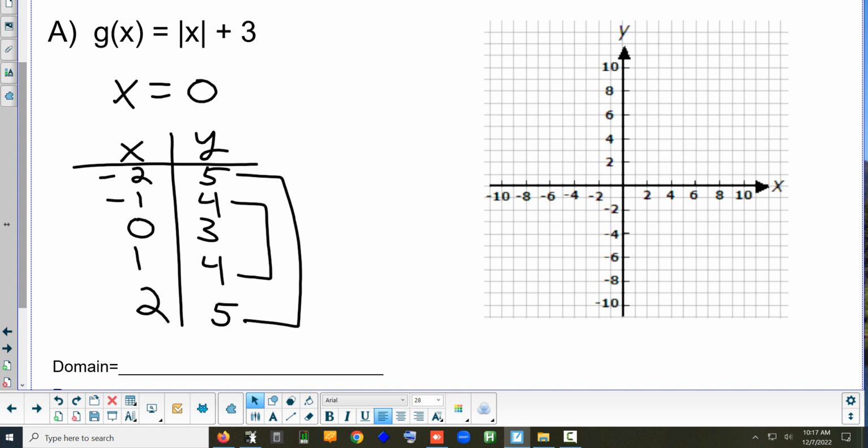Okay, so now we've got our table. What do I do with all the coordinates in this table? I'm going to put it on the graph. So -2, 5. So left 2, up 5. Left 1, up 4. 0, 3. And from here, it's going to be a mirror image of the other 2 points because the y's are the same. So 1, 4 is going to be right there. And 2, 5 is going to be right there.